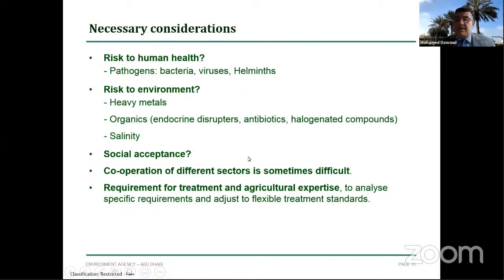The risk to the environment, like if it contains heavy metals or any pollutants, which could affect the groundwater or the soil within this area. One of the very important issues in our region is social acceptance. We started to address social acceptance in Abu Dhabi through a lot of brainstorming, a lot of sessions, and awareness campaigns and sessions for the end users.